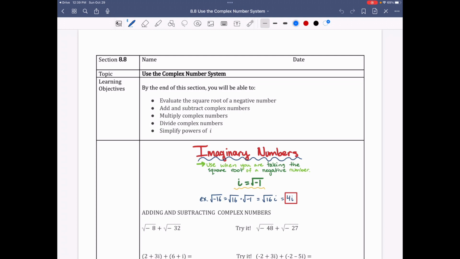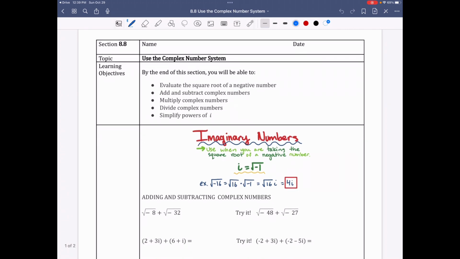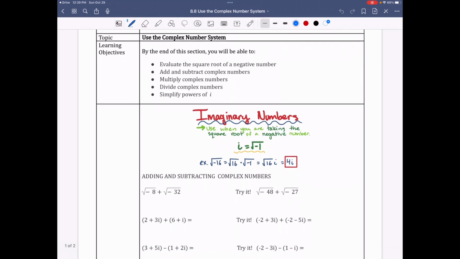This is section 8.8, and we're using the complex number system. By the end of this section, you'll be able to evaluate the square root of a negative number, add and subtract complex numbers, multiply complex numbers, divide complex numbers, and simplify powers of i.